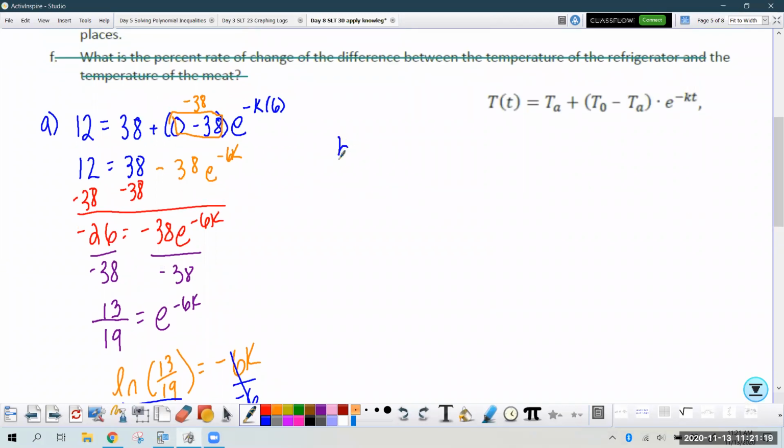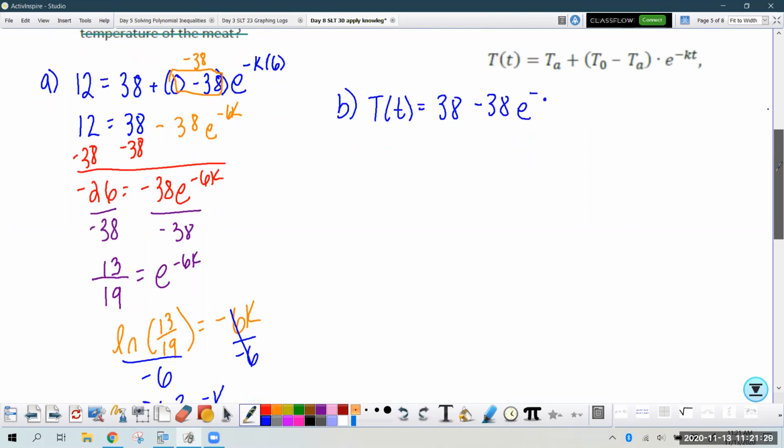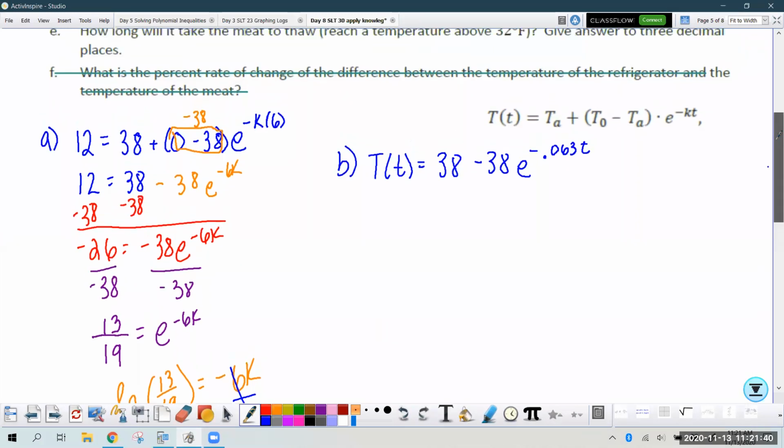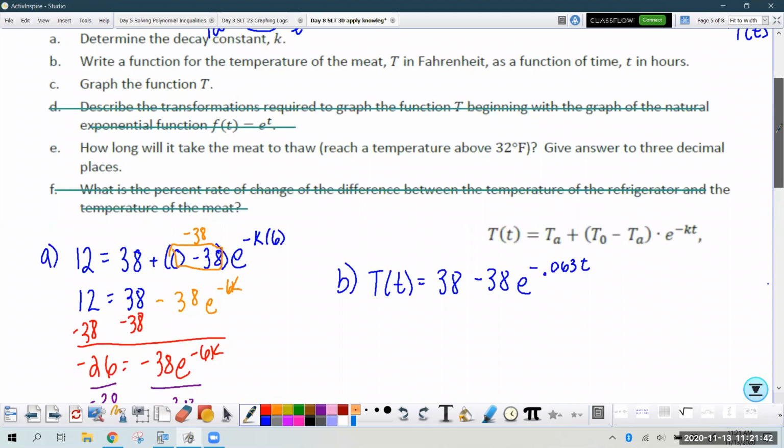So part B said, write your function. So T of t is 38 minus 38 e to the negative 0.063t. Graph it and how long.